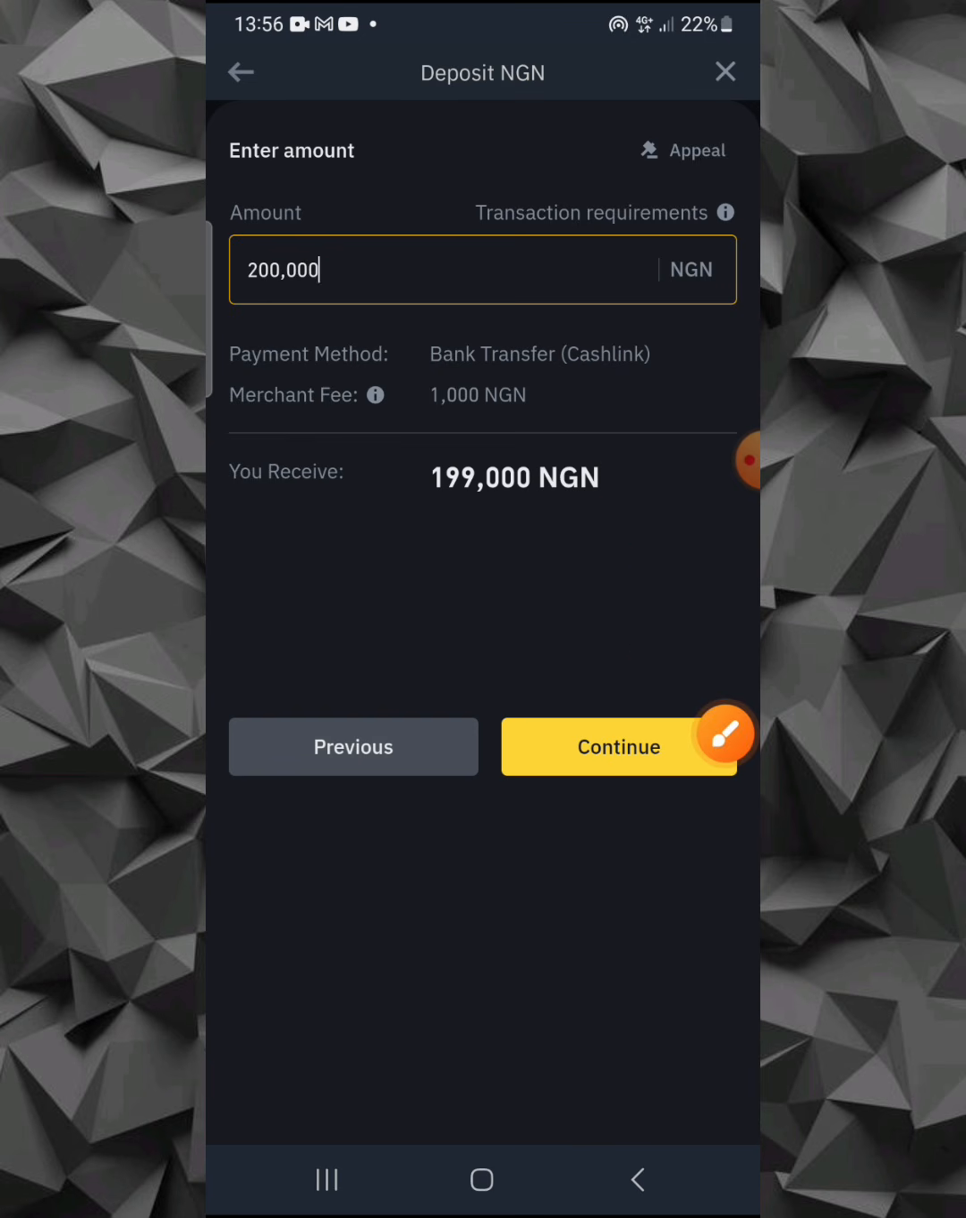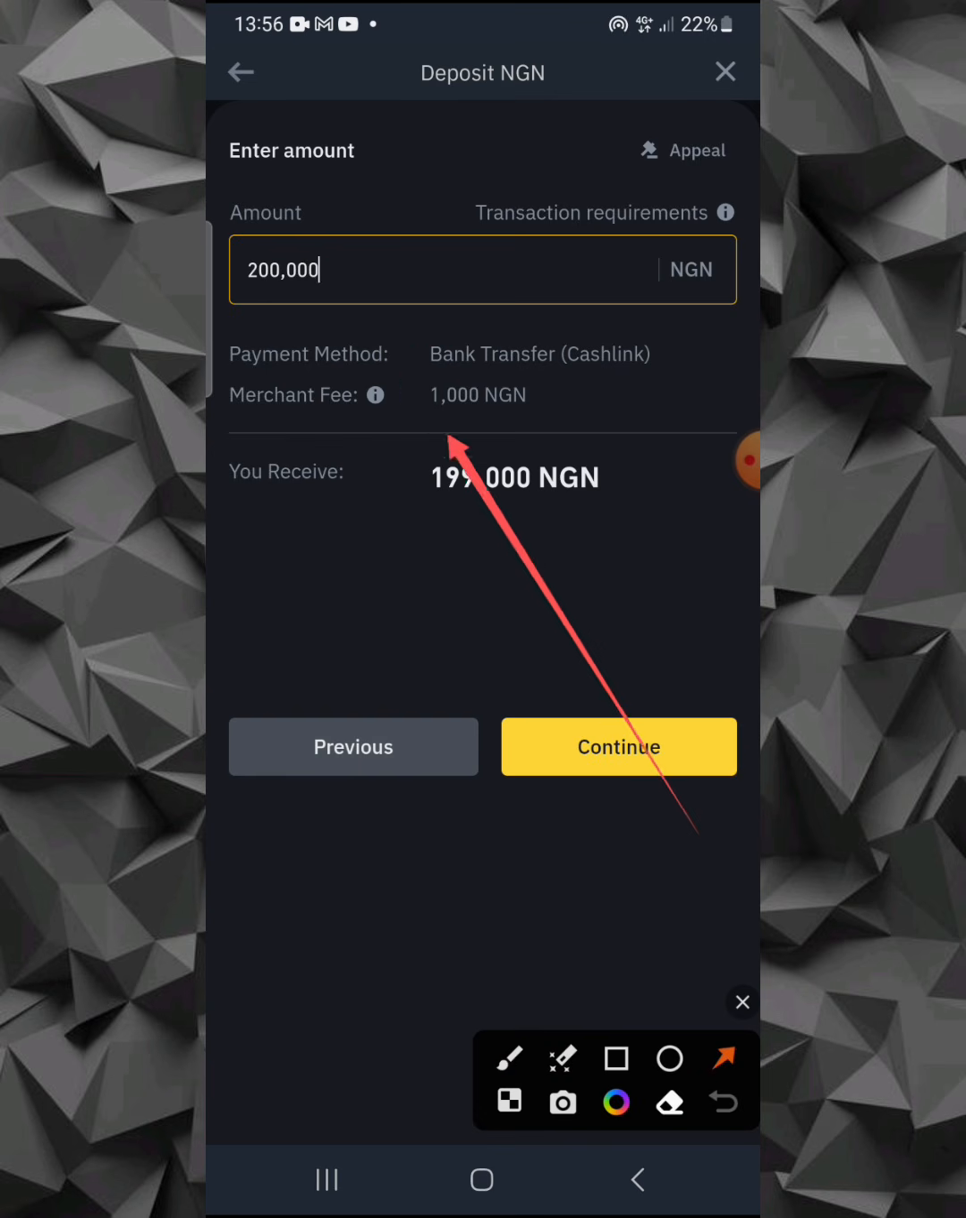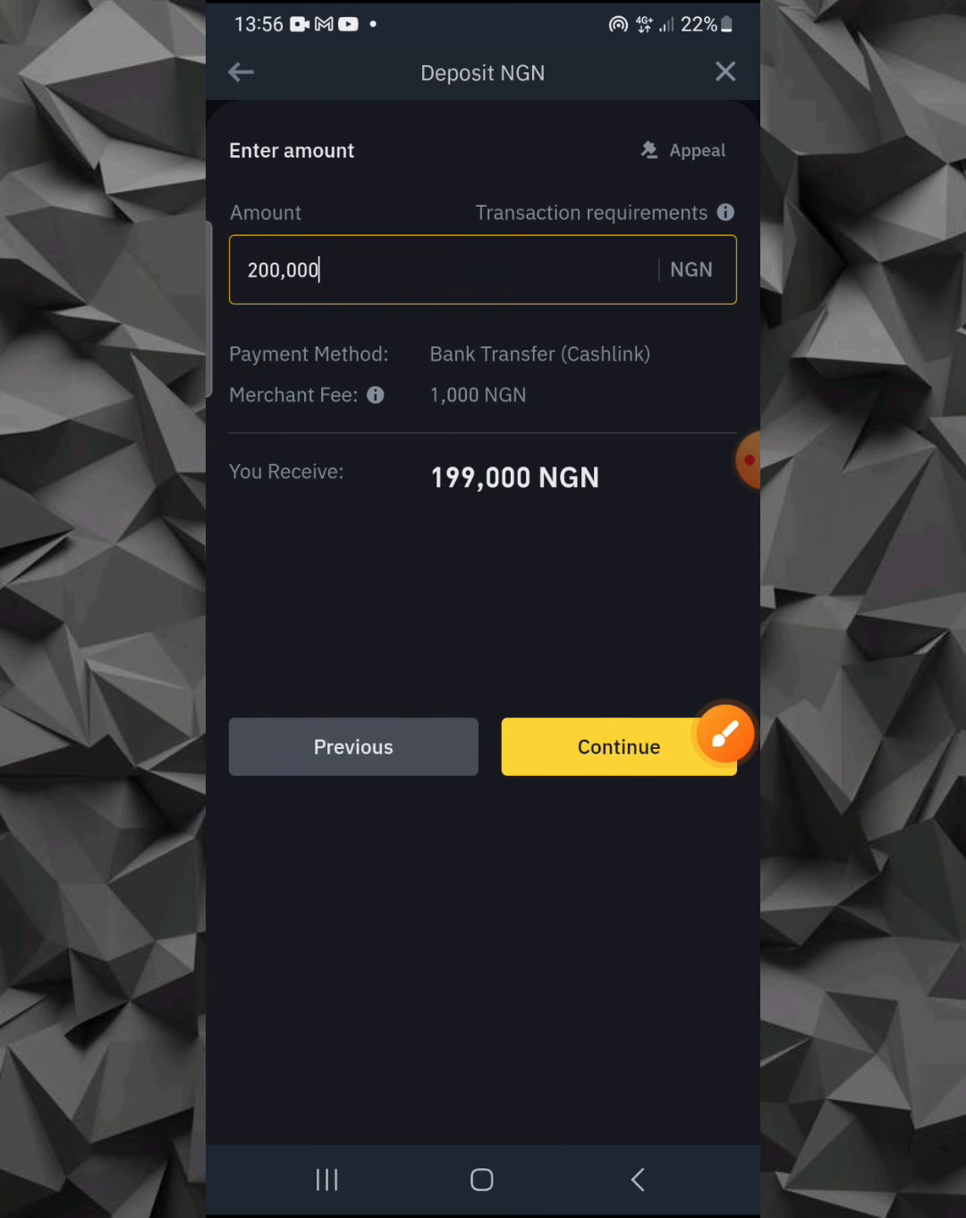Okay, but if you're not going to be funding with cash link, let's still see another way we can fund. So let's go back. As you can see, this is not going to be that profitable, but we'll still be making profit, but the profit now has reduced to 1,000 naira. That's because if we are going to be funding with cash link, they're going to be paying us 199,000. So I'm sure you guys are understanding this.